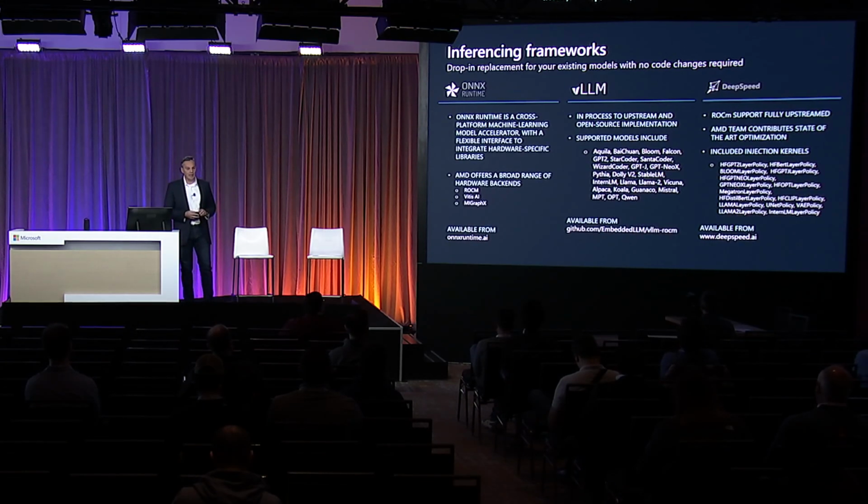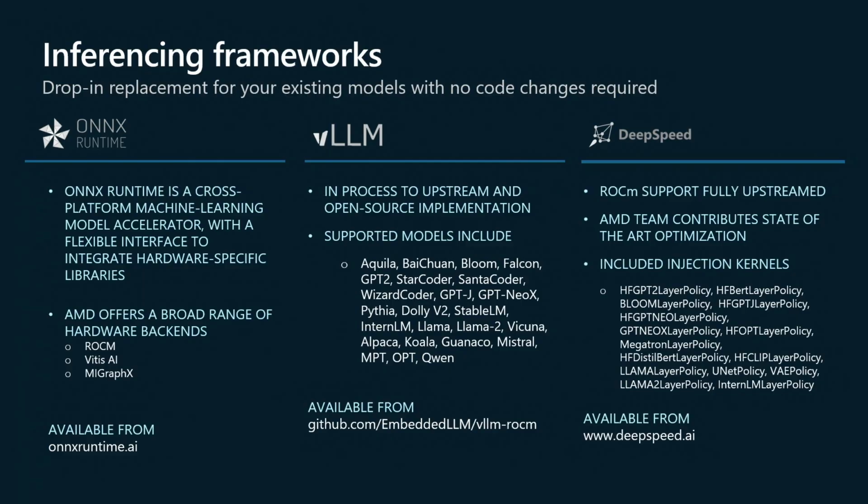So, switching gears to inferencing. ONNX Runtime, everybody familiar with that. We have 3 backends for that: ROCm, Vitis, and MIGraphX. Again, you can get this directly from the onnxruntime.ai website. vLLM, which is out of Berkeley, is very popular right now. It's a fantastic inferencing engine, supports a lot of models, fully open source.